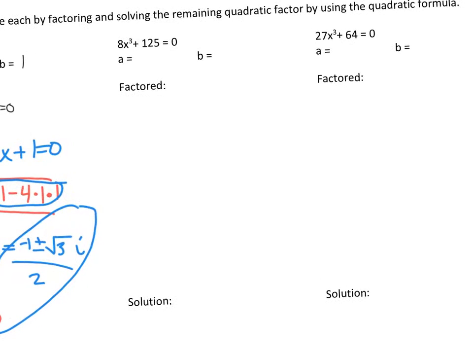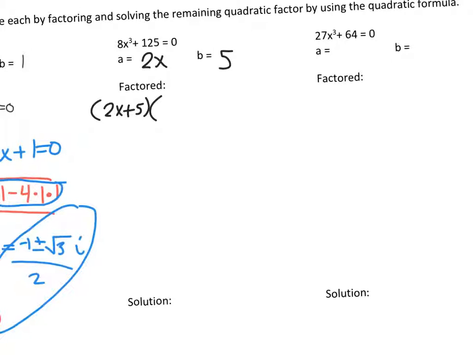Okay, let's do this similar for the next one. Next one we have sum of cubes. So I have to find my a and my b. So a is 2x because the cube root of 8x cubed is 2x. And b is going to be 5. So I'm going to plug this into my sum of cubes formula.